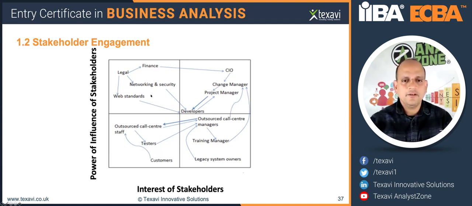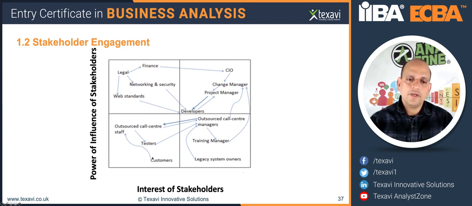So again, this is just a representation. Finance. Typically, if it's an IT kind of project, like the CRM product I was talking about, right? So you've got finance, legal, networking, security, web standards. They're here. And typically, if it's an IT project, you have got the CIO or the CTO, change manager, project manager. They're the people who would be very interested and very powerful, because it's their budget, right? They're spending their budgets to create this project and to pay your salaries and things like that. So these are the people you should be keeping on your side and engaging.